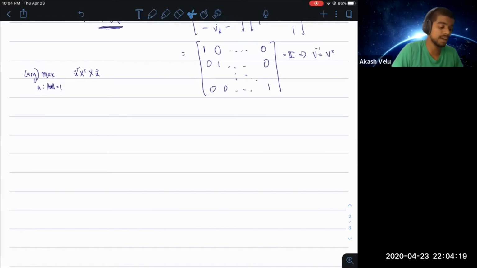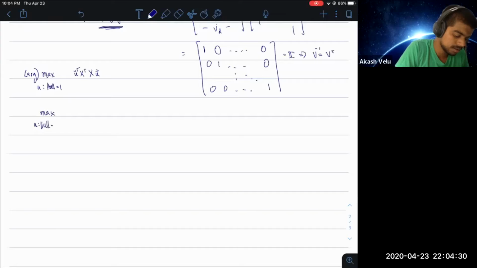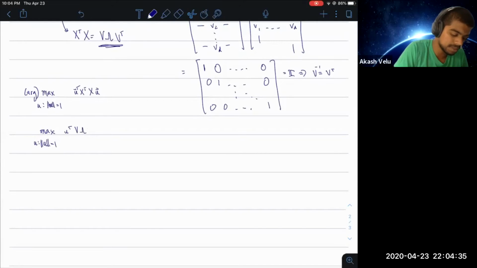So let's substitute that value for X transpose X into our formula. So then we're going to get the maximization of U transpose, now we can do our substitution, V lambda V transpose U. Okay, so it seems like we complicated our problem even more because we have 5 different quantities here, whereas in the original problem we had 4. But what we're going to see is that each of these quantities has nice properties, most of which we've already talked about, but there's one more property that we need to discuss in order for us to really understand this.